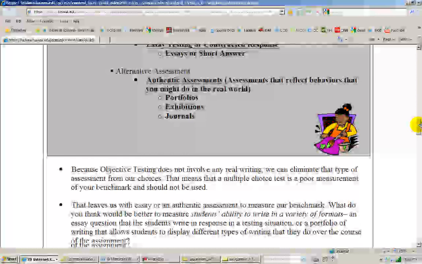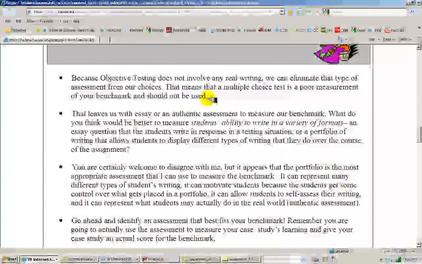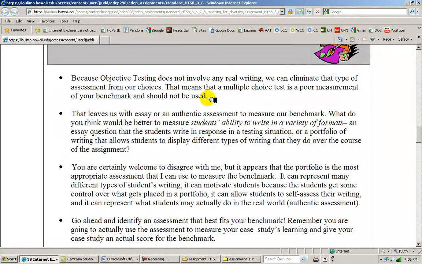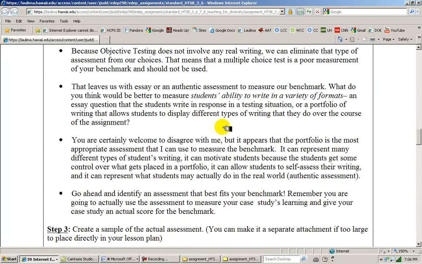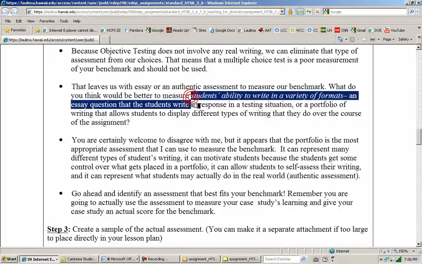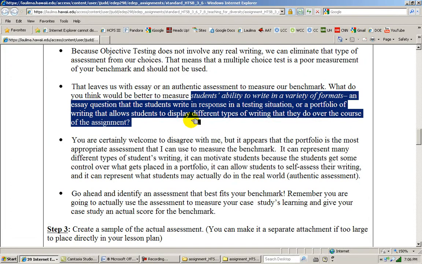Here's a common mistake that teachers make. Because the action verb involves maybe more complicated behaviors, something like a multiple choice test does not really give us good evidence of the benchmark and should not be used. So you need to be very careful about what kind of assessments you use to make sure that they do measure what you want them to measure.